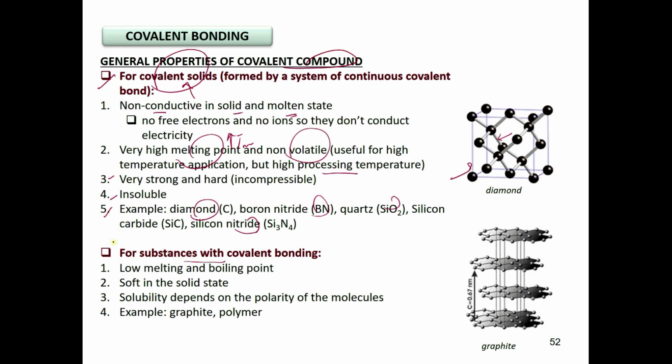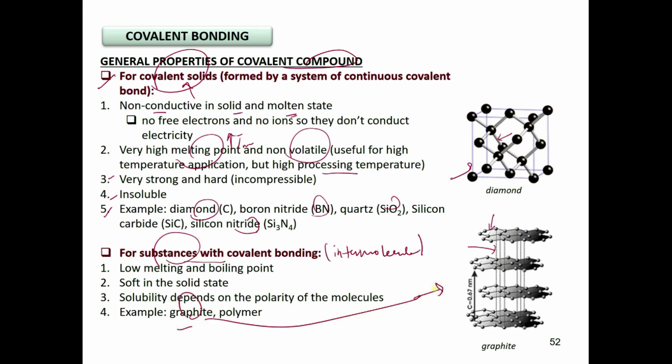But if the covalent bonding forms within the substances, which is formed at the intermolecular level, here is one example of this material, graphite, where the covalent bond is between the atoms in the plane, but there is a distance separating the layers of the graphite via secondary bonding. So this kind of covalent compound has low melting and boiling temperature, and it is soft in solid. Solubility depends on the polarity of the molecules. An example is the graphite here, and also the polymer.